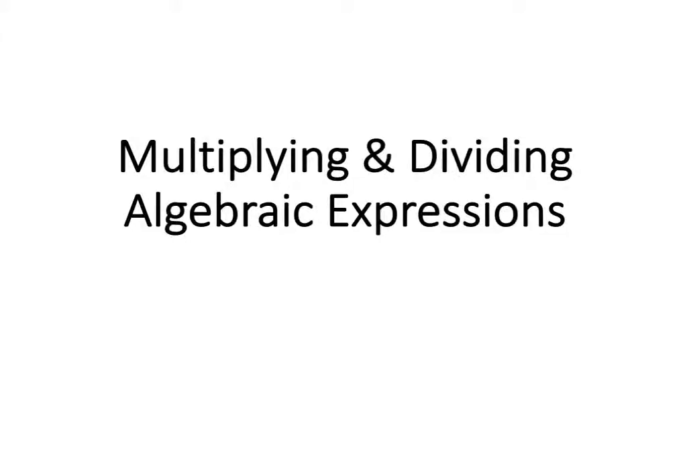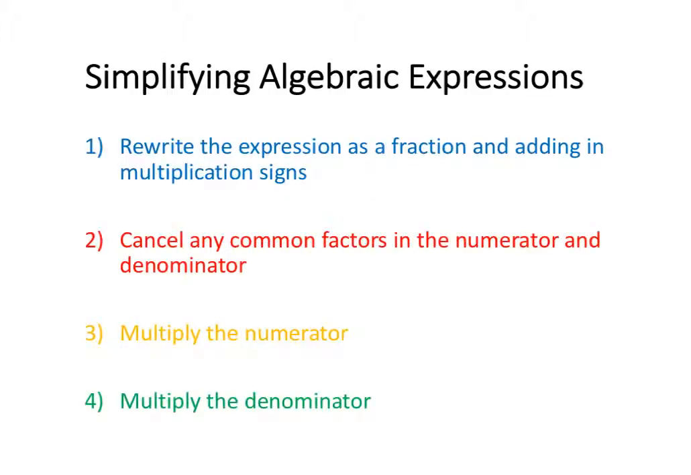In this video, we're going to have a look at how to simplify algebraic expressions involving both multiplying and dividing. So the 4 general steps I recommend you follow: first, rewrite the expression as a fraction and add in any missing multiplication signs between your coefficient and your variables. Second step is to cancel any common factors in the numerator or the denominator.